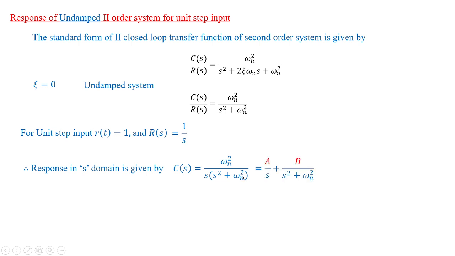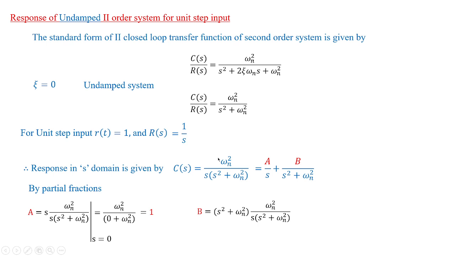Now with the help of partial fraction approach, we need to find out the value of constants a and b. You can do that by taking the transfer function which is given, that is omega n square by s into s square plus omega n square, multiplied with s. The s and s terms cancel out, and we have to substitute the value of s equal to 0 in order to obtain the value of a. We are going to do that, and we get the value of a as 1.